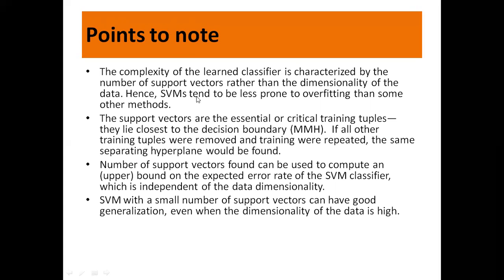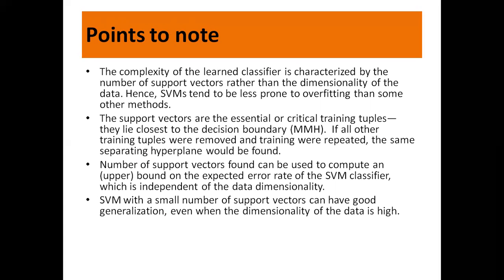The support vectors are the essential or critical training tuples. Remember, support vectors are the points which lie nearest to the hyperplane. They lie closest to the decision boundary. If all other training tuples were removed and training were repeated, the same separating hyperplane would be found. Now, the number of support vectors found can be used to compute an upper bound on the expected error rate of the SVM classifier, which is independent of the data dimensionality. This is the biggest advantage of SVM.